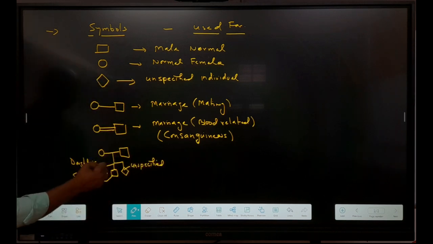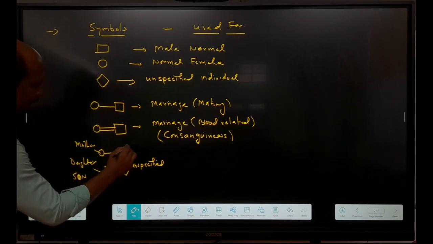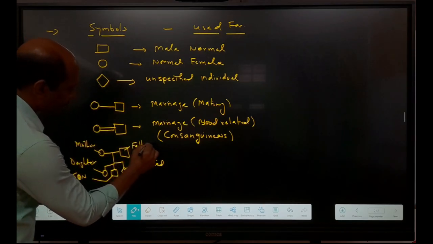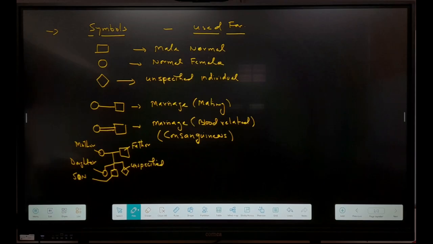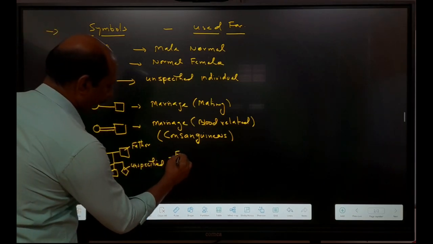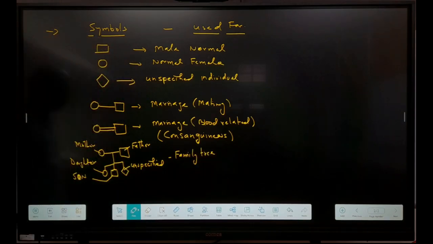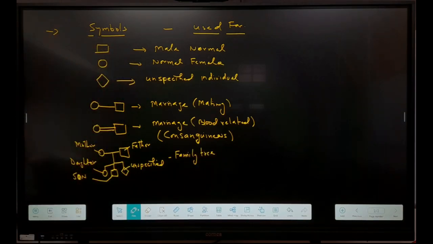Right? So this means they are the mother and this is the father. We can represent it by this one. It is a family tree, which is represented here, right?